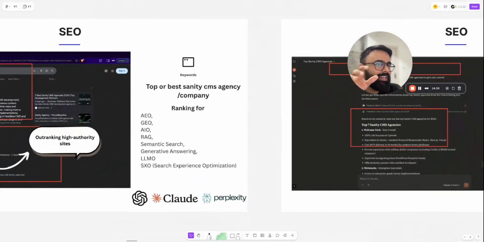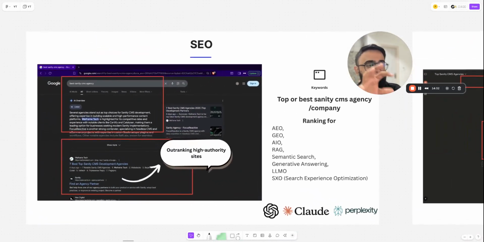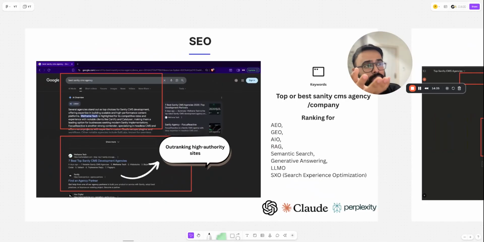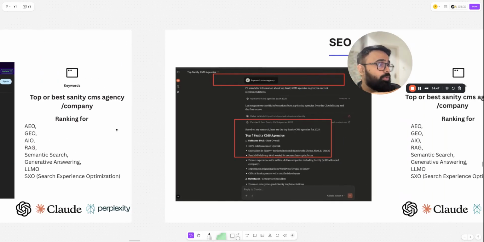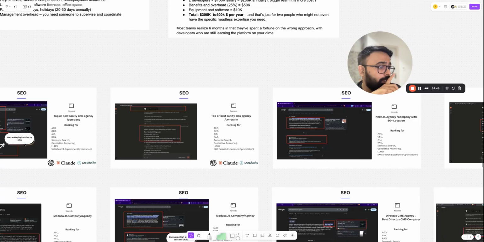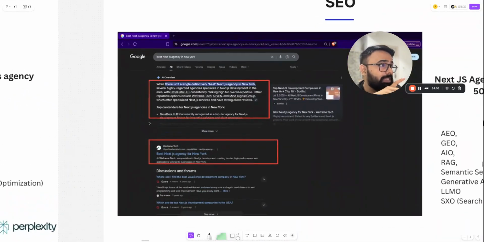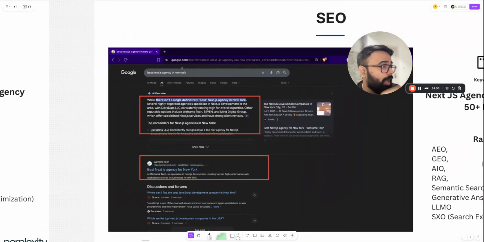Now, when you look at us, right, we are doing pretty well with SEO as well. Then this is what we bring to the table. This is an extra add-on to the table. This is just a cherry on the top. Now, when you look at best Sanity CMS agency, right, we are ranking. You see best Medusa agency, we are ranking. You see best Next.js agency in New York, we are ranking.